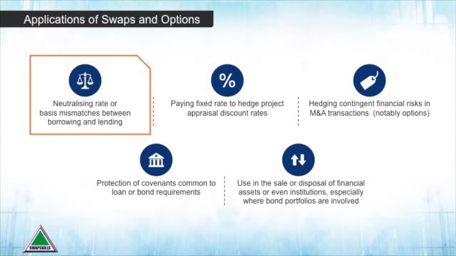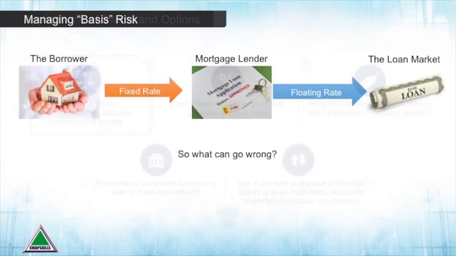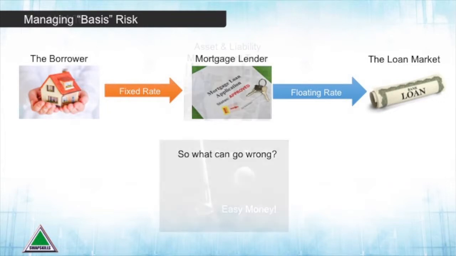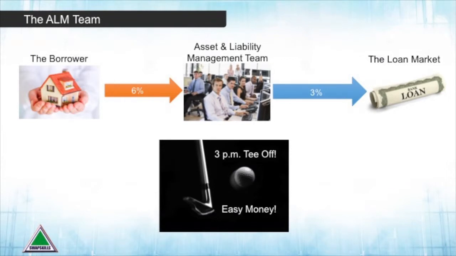So, for example, a mortgage lender runs basis risk if he borrows on a floating or variable rate basis and lends on a fixed rate basis. As long as his borrowing costs are lower than where he lends money out, he will obviously make a profit. Now, the banks or mortgage societies, for example, have a group called ALM, which is the Asset and Liability Management Team. They're responsible for managing the risks of borrowing and lending.